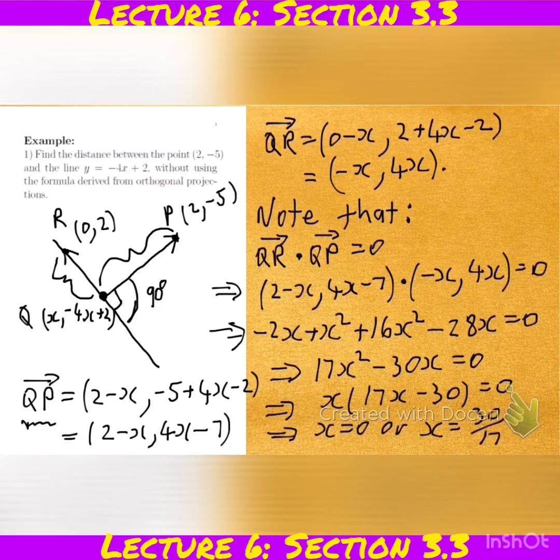Now, what solution are we looking at? We don't want x equals 0. So this is the solution we want. All right, so now we have the solution for x as 30 over 17.